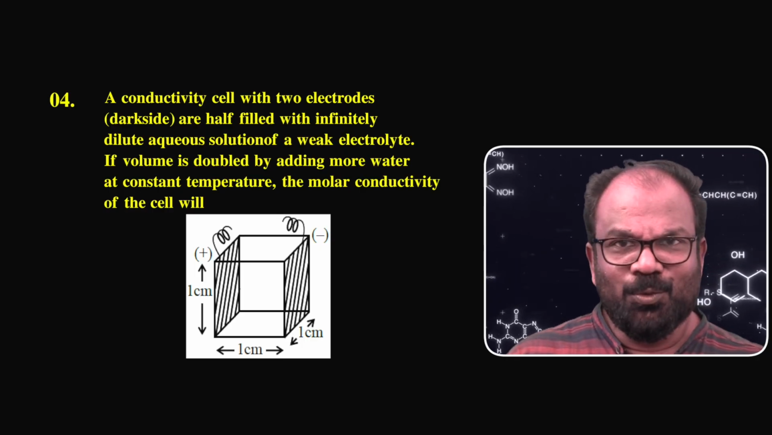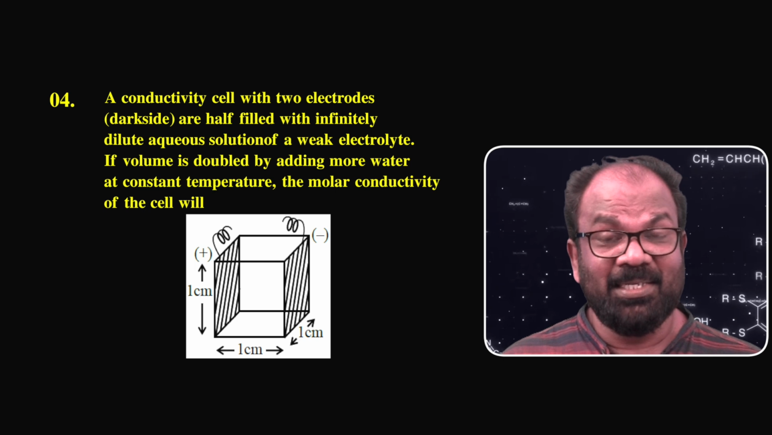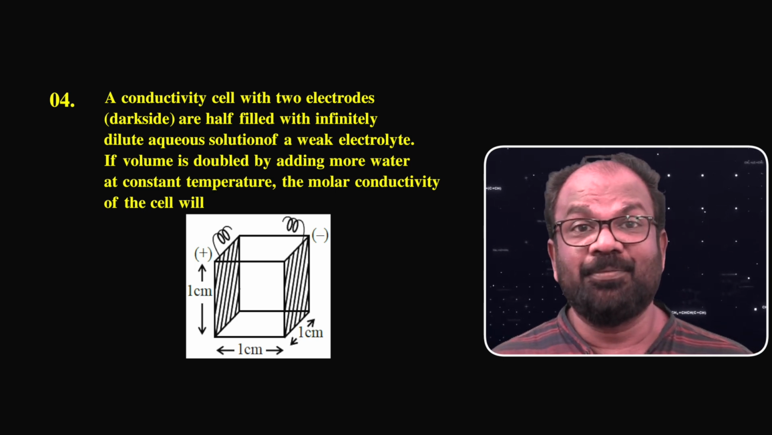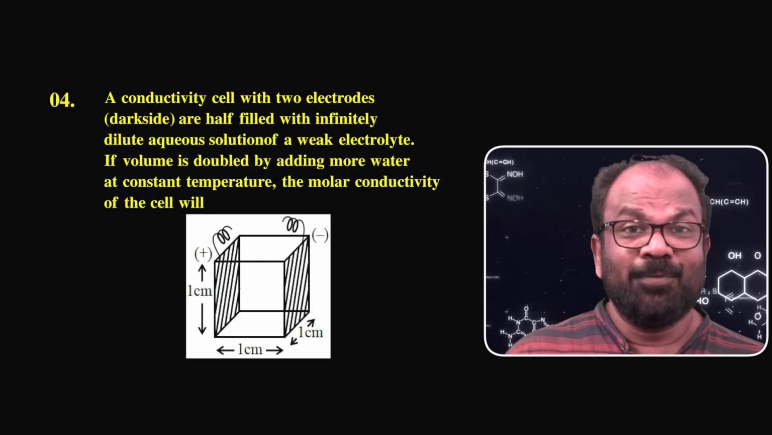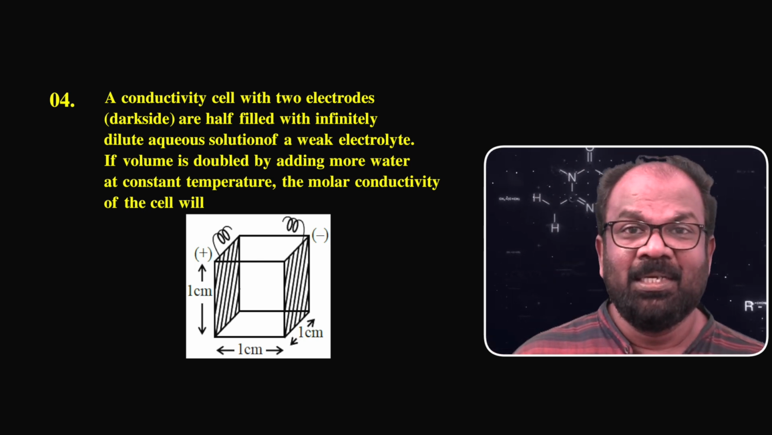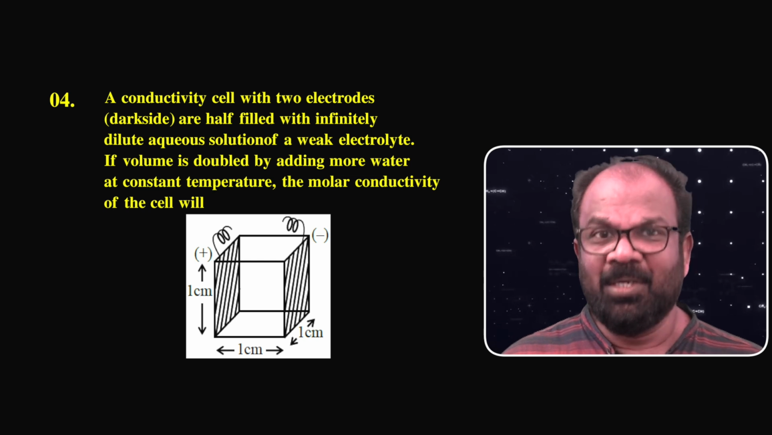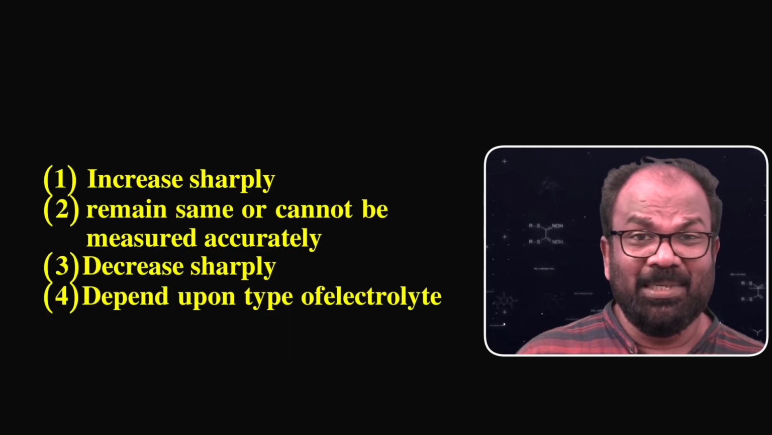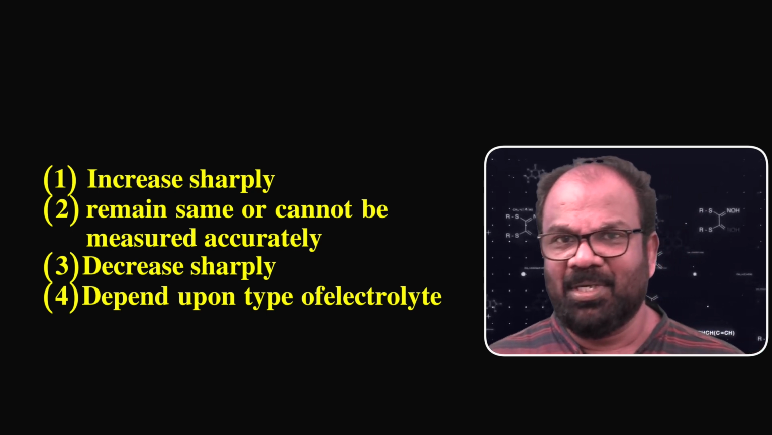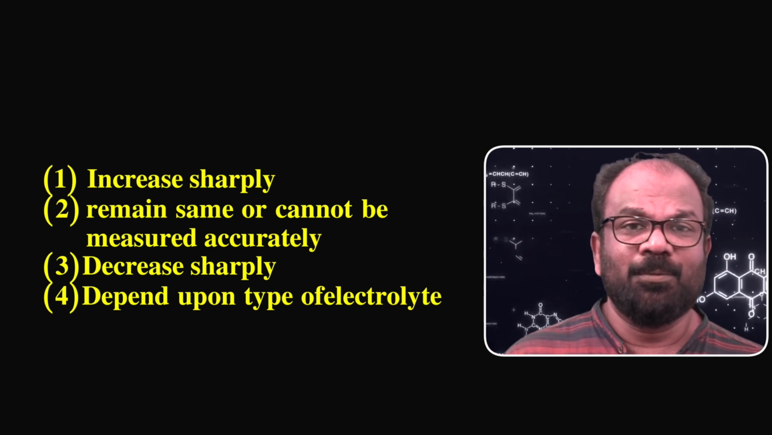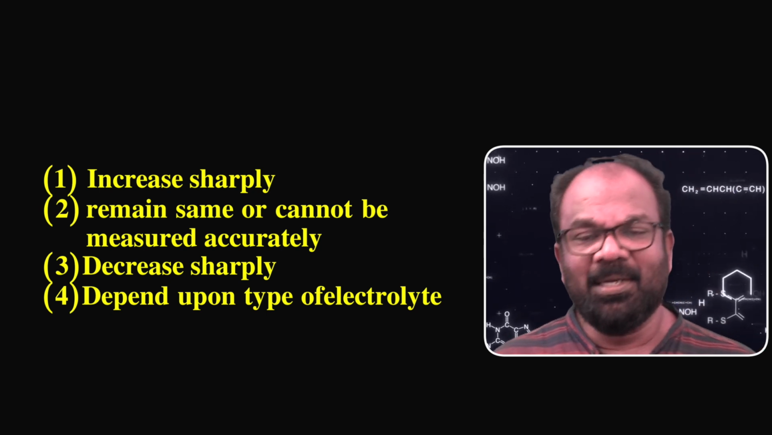Then question number 4. A conductivity cell with the 2 electrodes in bracket dark side are half filled with infinitely dilute aqueous solution of a weak electrolyte. If volume is doubled by adding more water at constant temperature, the molar conductivity of the cell will, first option is increase sharply, second option remains the same or cannot be measured accurately, third option decrease sharply, fourth option depend upon the type of electrolyte.